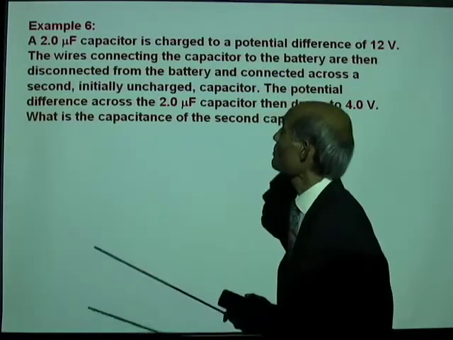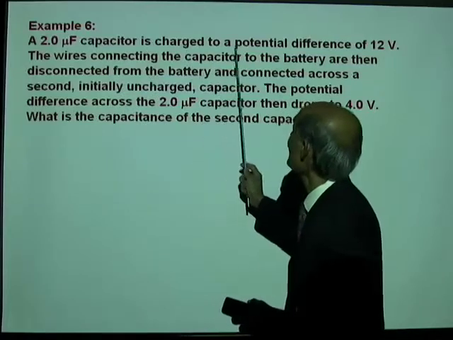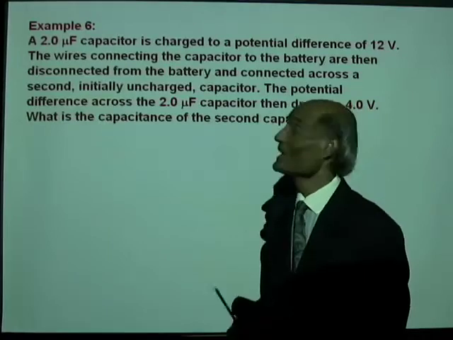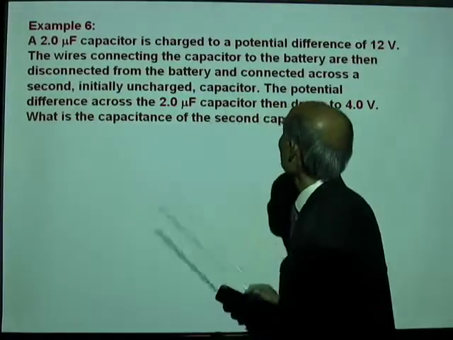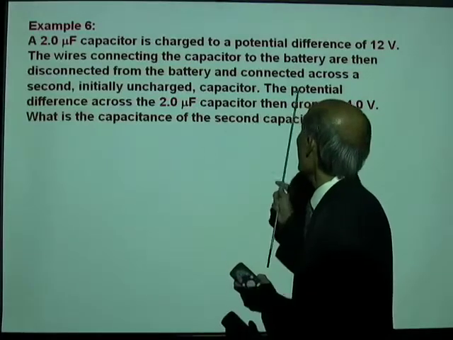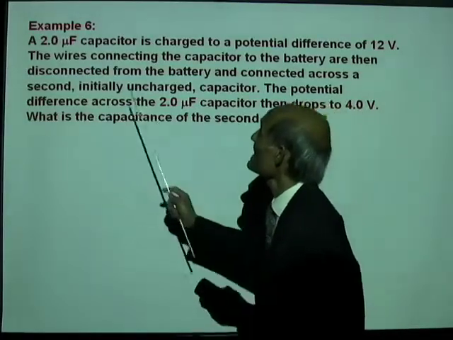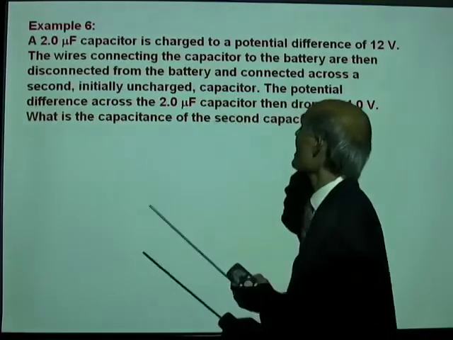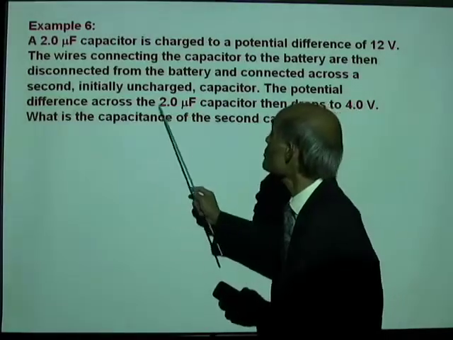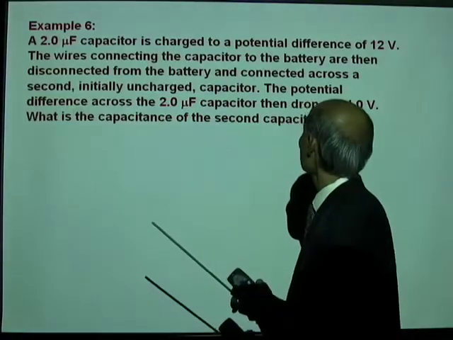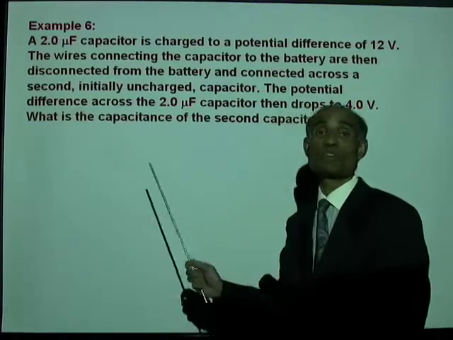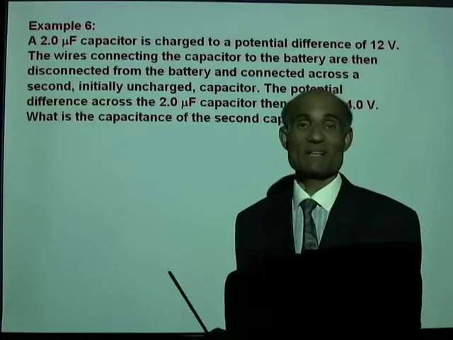A 2 microfarad capacitor is charged to a potential difference of 12 volt. The wires connecting the capacitor to the battery are then disconnected from the battery and connected across a second initially uncharged capacitor. The potential difference across the 2 microfarad capacitor then drops to 4 volt. What is the capacitance of the second capacitor?